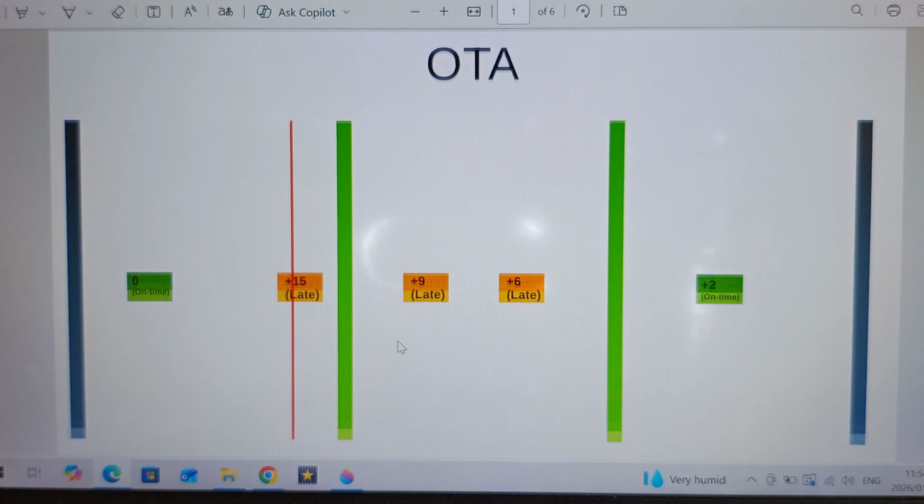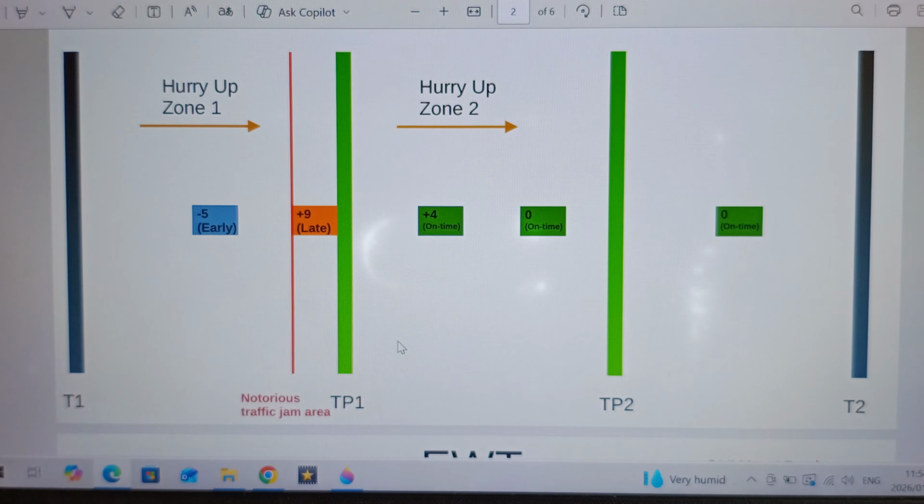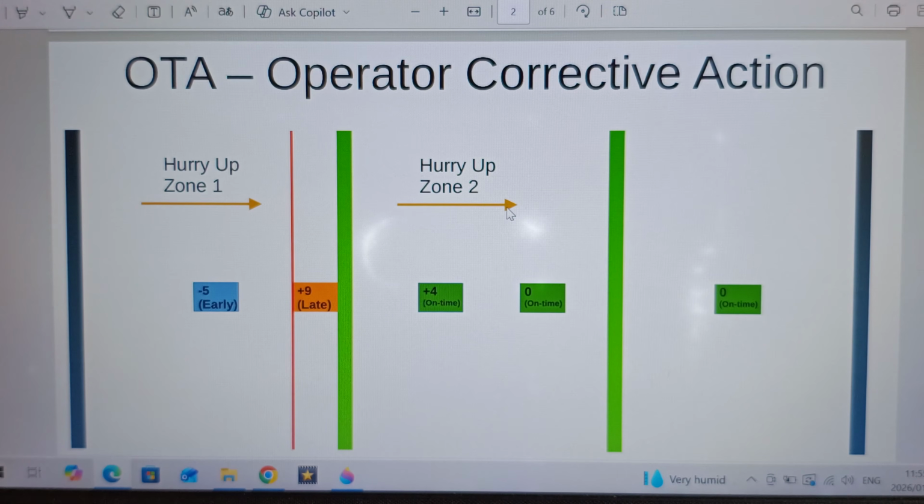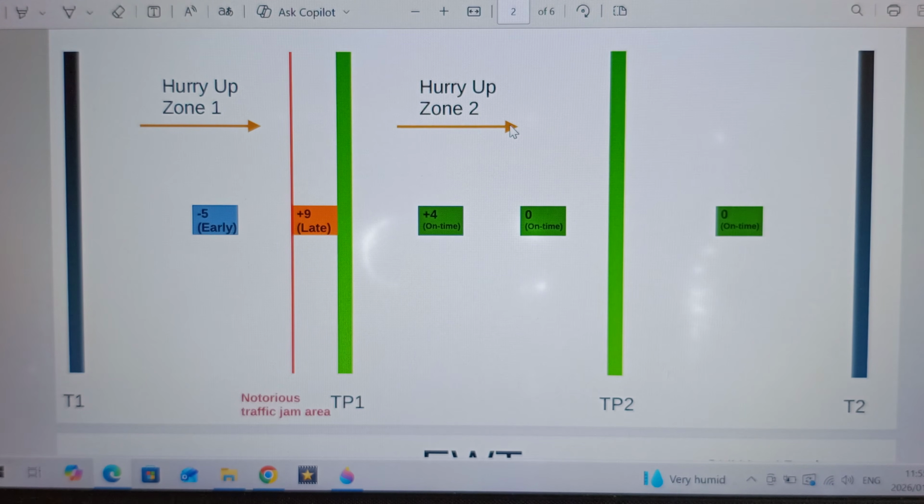Again, nothing has changed. It's still the same bus service, the same route, but what has changed is that there is a hurry up zone 1 and a hurry up zone 2. So again, operator corrective action. This is when the operator actually does something about it, and they inform every bus captain, hey, please drive faster, please drive slower, stuff like that, when they actually inform the drivers live. So this is one strategy.